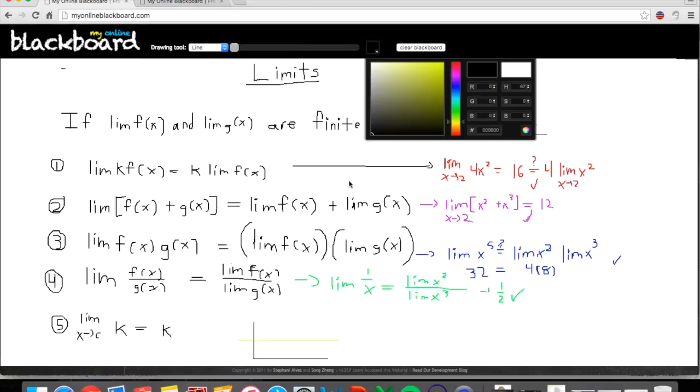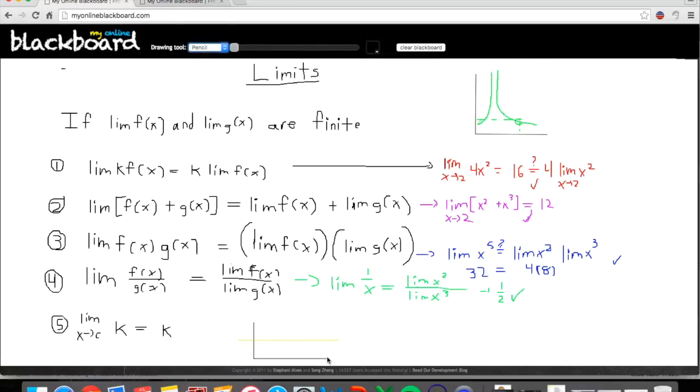So at this point here, the limit approaching this point is still k. The limit approaching this point is still this letter k. Because there's no variable involved, the limit at any point will just be k.